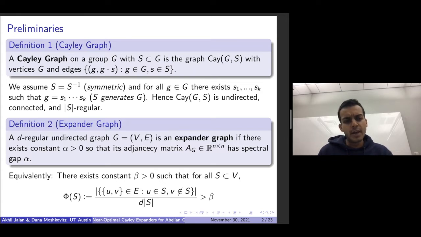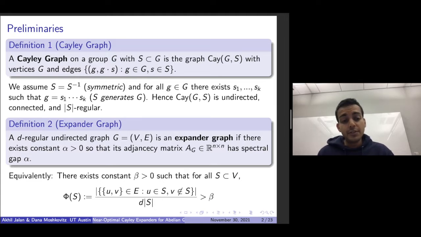So we're going to assume that whenever we talk about a Cayley graph, S is symmetric and generates the group, and therefore the Cayley graph is undirected, connected, and degree regular. An expander graph is a graph which is well connected but also sparse. So we'll define expander graphs using the spectral definition. A graph G, which is d-regular, is said to be an expander if there's a constant alpha, which is independent of the number of vertices, such that the adjacency matrix of G has spectral gap at least alpha.